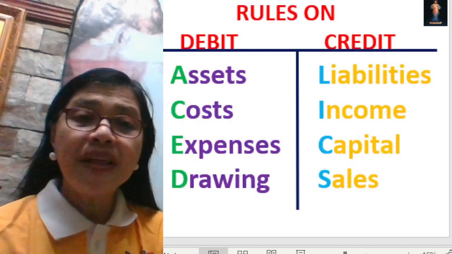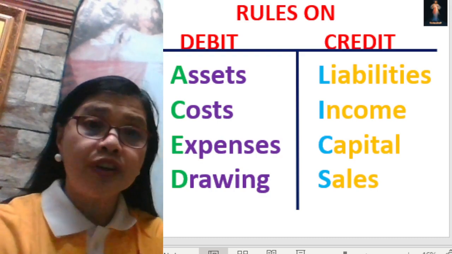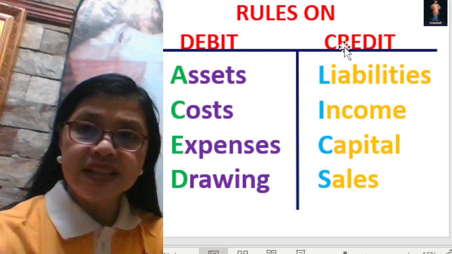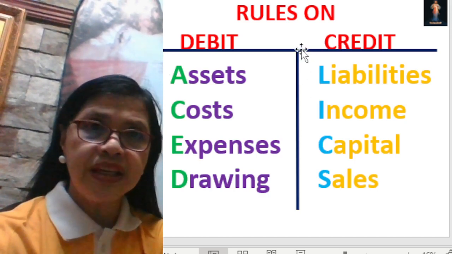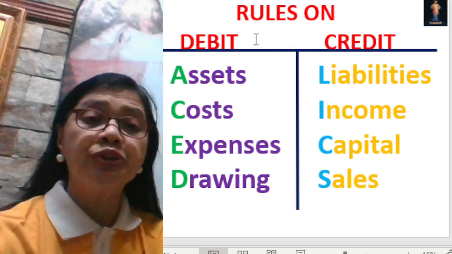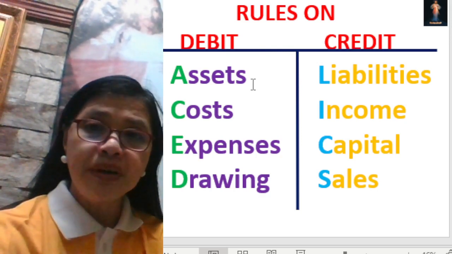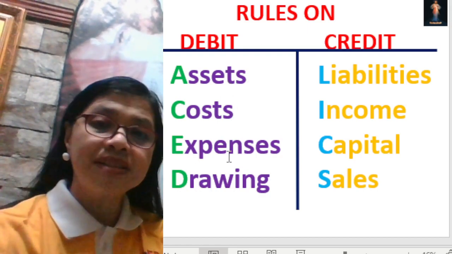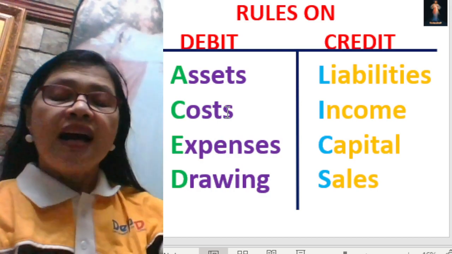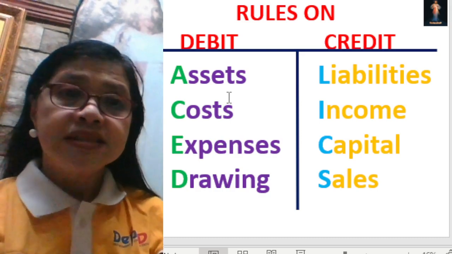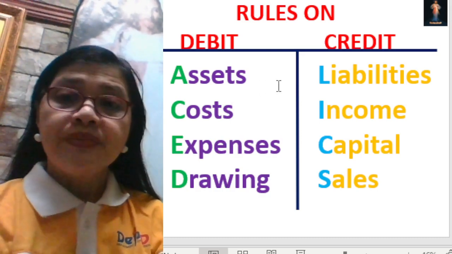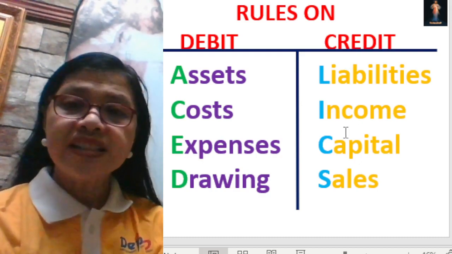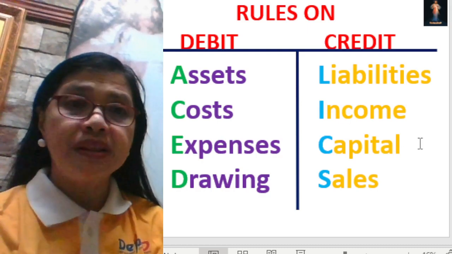Again, I'm repeating here a slide on the rules of debit and credit. You will notice the letter T, that is the color blue. On the left side of the letter T is your debit. Below the debit are the following accounts: assets, cost, expenses, and drawing. These are the normal debit balance accounts. And these LEAKS are the normal credit balance accounts. LEAKS means liabilities, income, capital, sales.